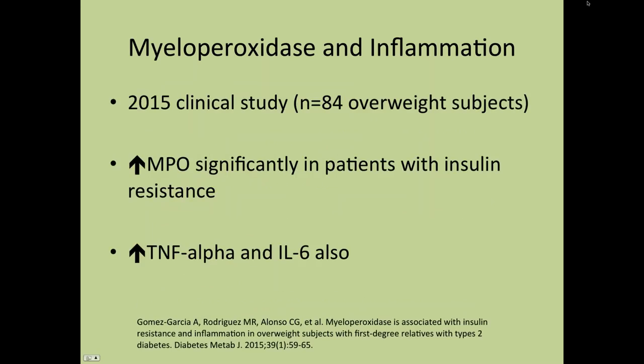This is a 2015 study in overweight people, 84 overweight subjects. Myeloperoxidase was significantly higher in people with insulin resistance, along with TNF-alpha and IL-6. This is from the Diabetes Metabolism Journal. It's a really interesting study that just came out, and it makes sense, right? People with insulin resistance end up plaquing their arteries more. I don't know anyone that's insulin resistant and has an elevated MPO who wouldn't get an immediate aged garlic extract recommendation.